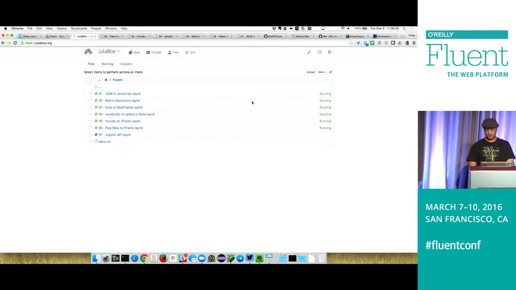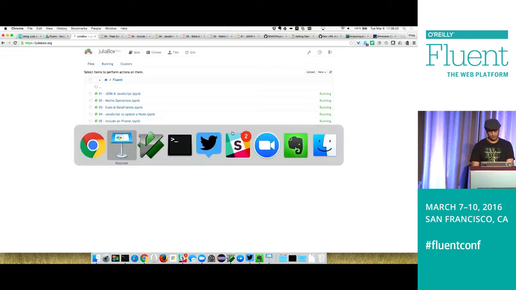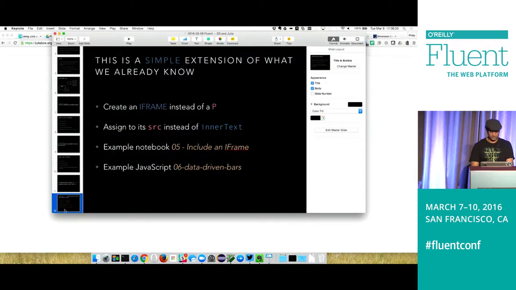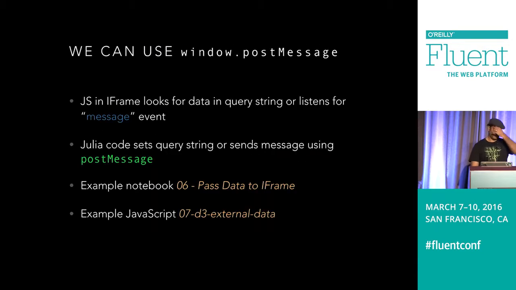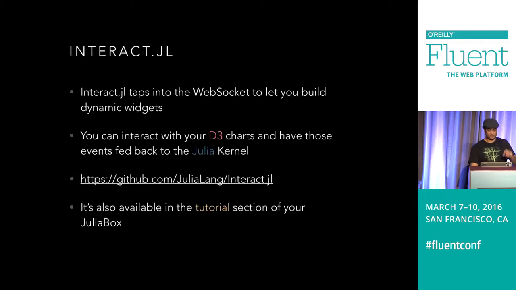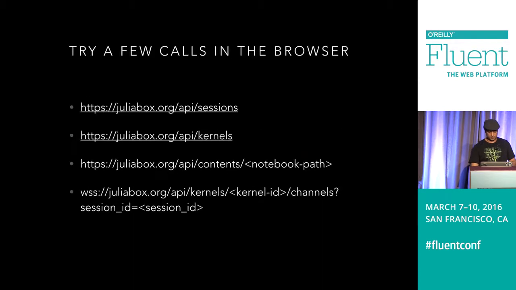I also have the Jupyter API, which unfortunately does not work with JuliaBox because they've got a messed up access control allow origin header. So basically, you'll get a security violation if we try to use the API. What we can do is I have in my slides a few examples of what we can do. So let's go through that.